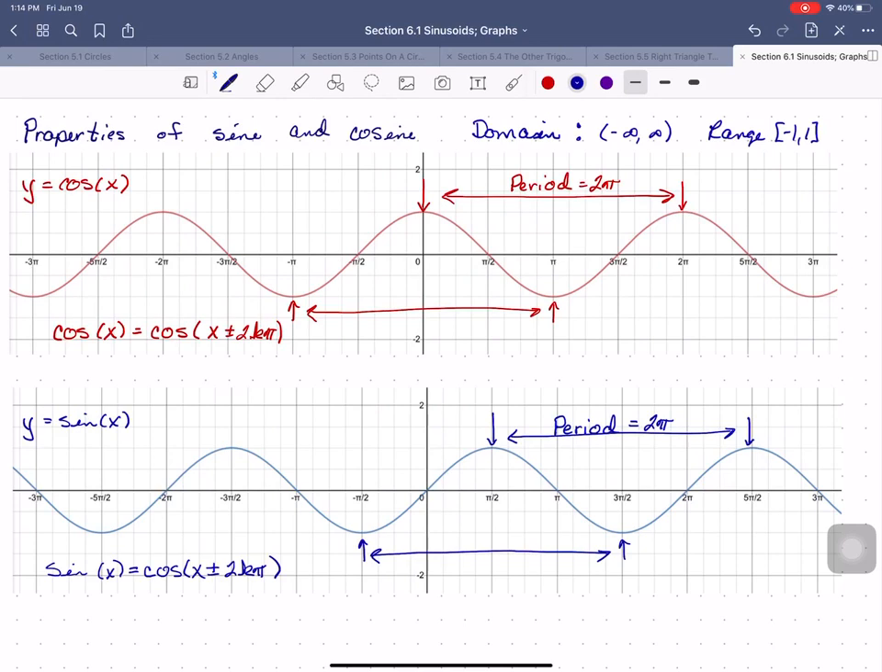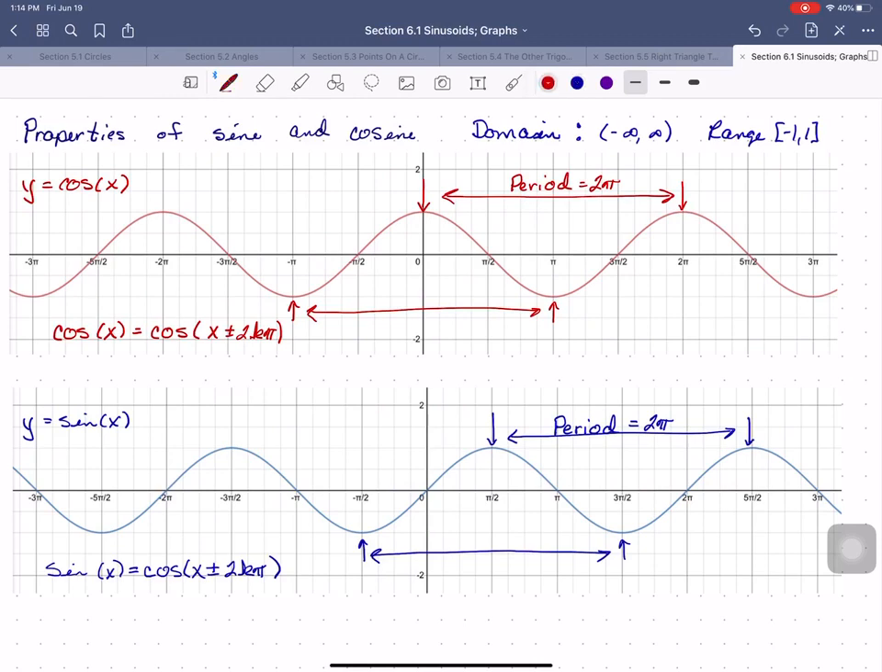We call both of these graphs sinusoidal because they have the same basic shape, even though cosine starts in a different spot at the x-axis. They're still sinusoidal. Both sine and cosine are sinusoidal. Now there's one other difference though.